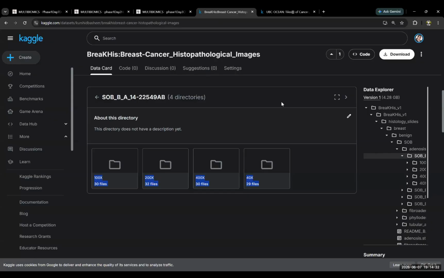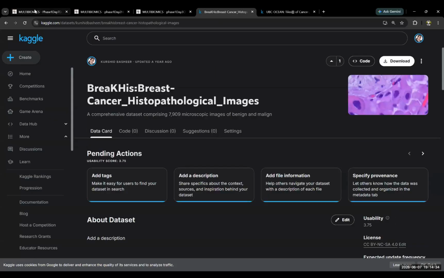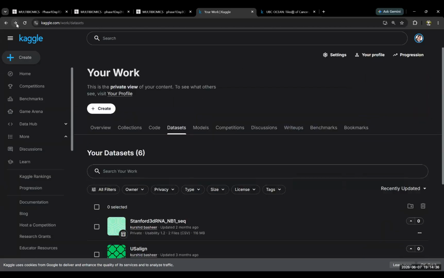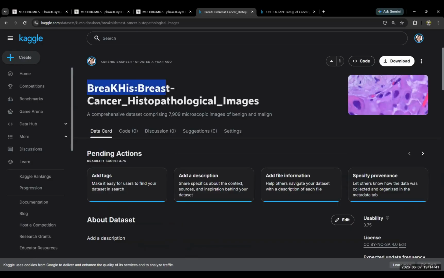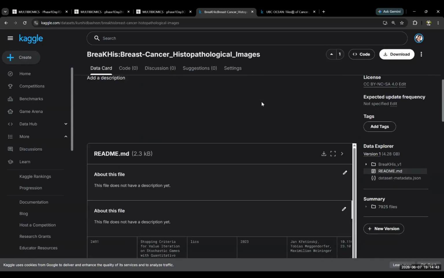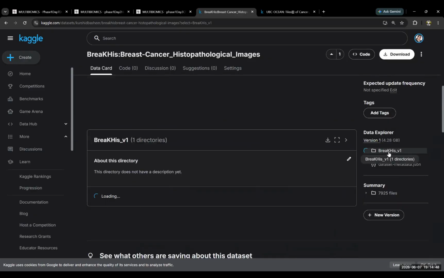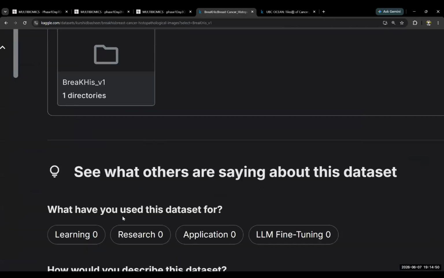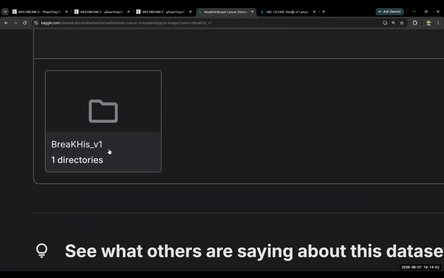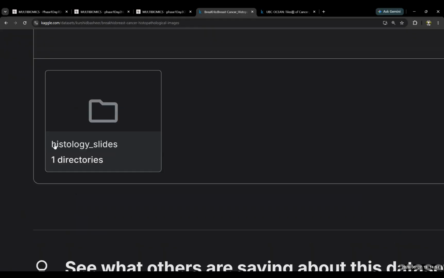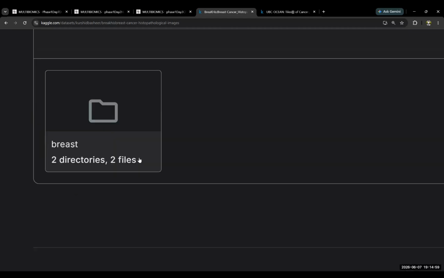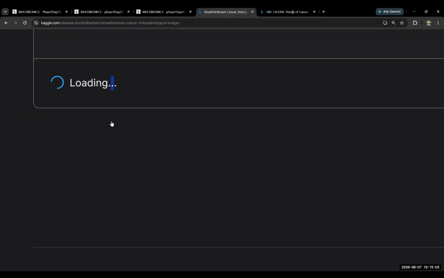Now, if I want to show you the BreakHis data set, okay, so this is the BreakHis cancer histopathological images. Now here I'm clicking on the folder. So this is one directory, one folder, BreakHis version 1. If I open this, I have another folder, histology slides. Okay, under that, one folder, breast histology slides. Inside this, we have got two files.